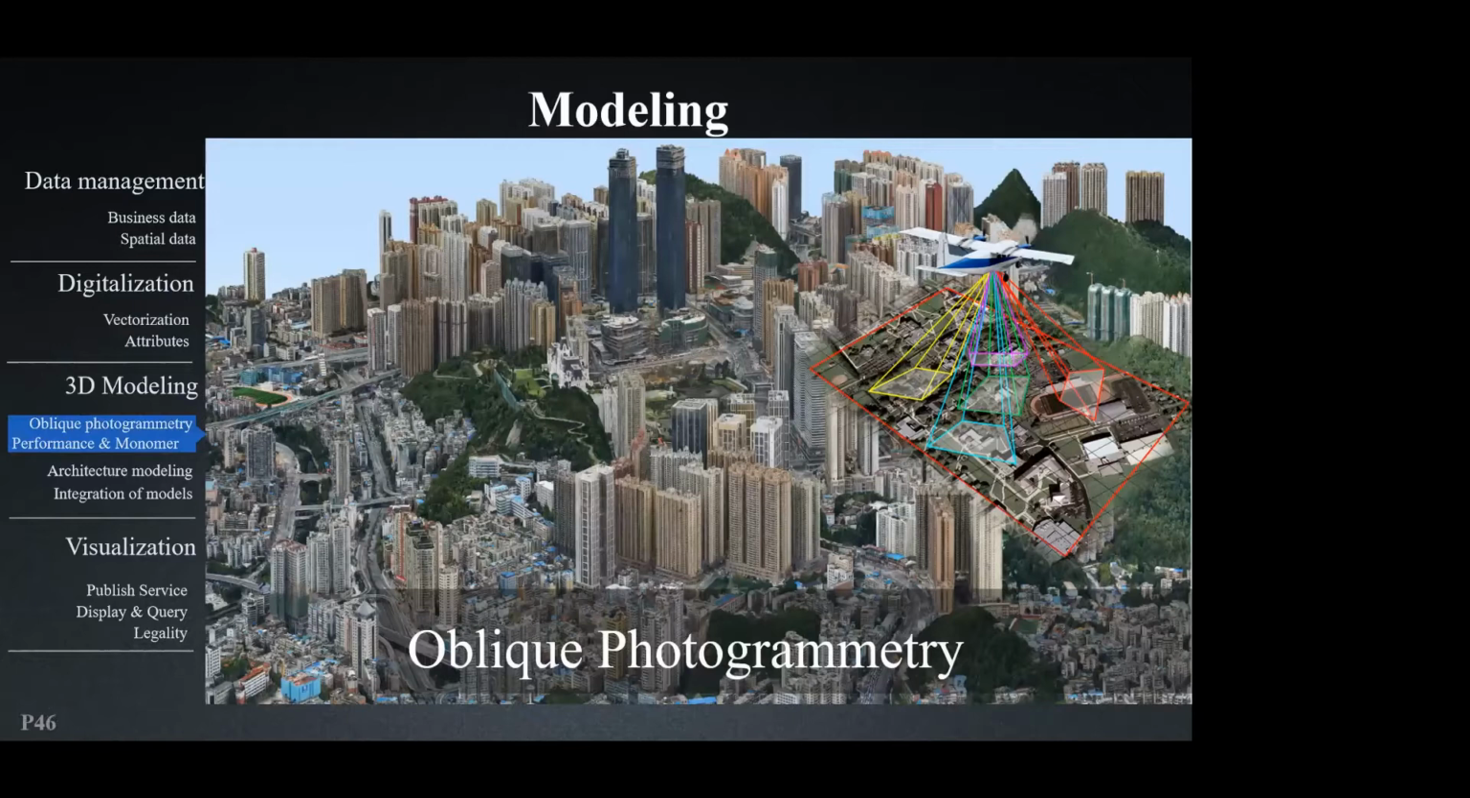So here, the first way is that we can firstly vectorize the data to get the 2D data. After that, we can get the 3D model. And the second, we can also directly use the oblique photography. As in the previous presentation, Jason has introduced the oblique photography. So the oblique photography can also be used for a 3D cadastre.